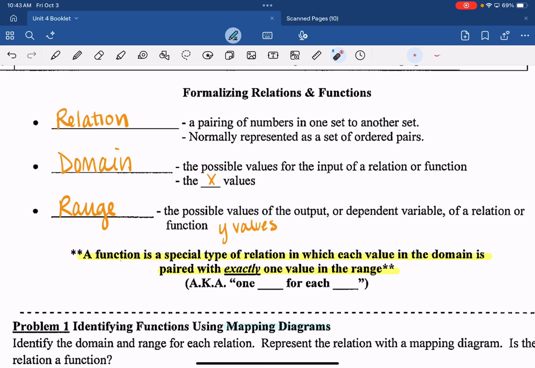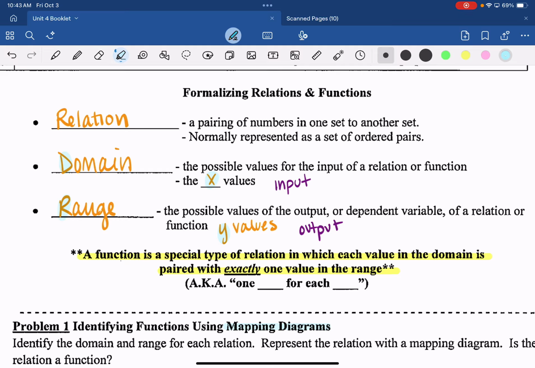Domain is talking about all my x values, or if you want to think about it in terms of input, okay, domain is my input and range is my output or my y values, okay? And the reason I can remember this is if you remember, D comes before R in the alphabet and X comes before Y in the alphabet, okay? So D and X are my first letters, R and Y are my second letters, all right?